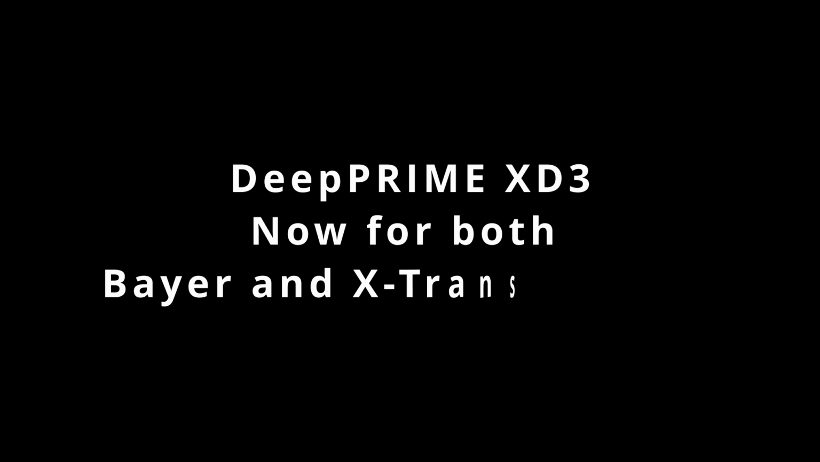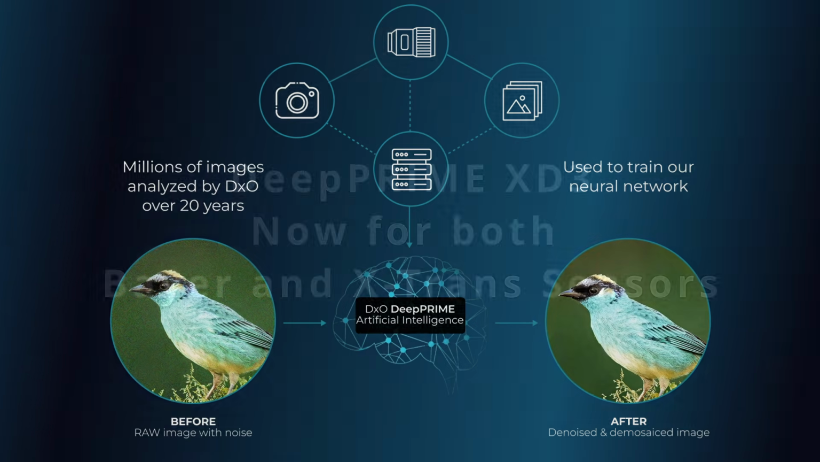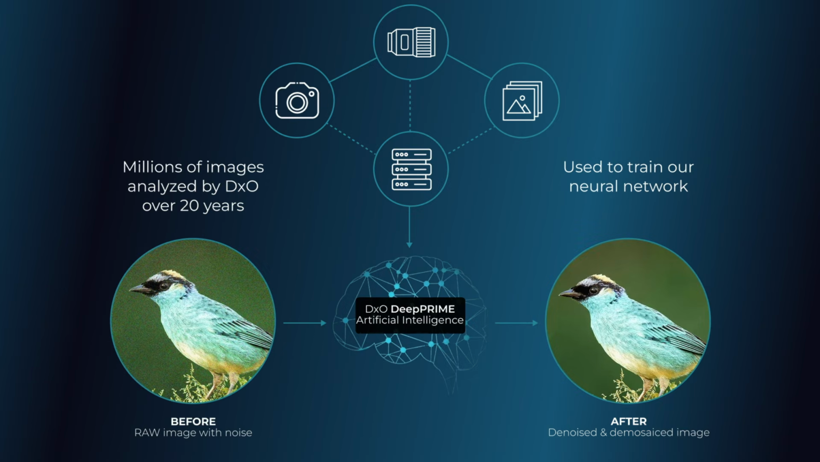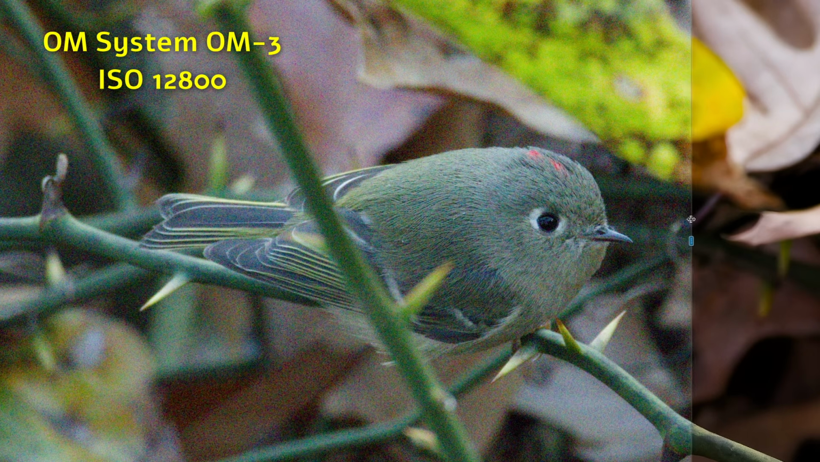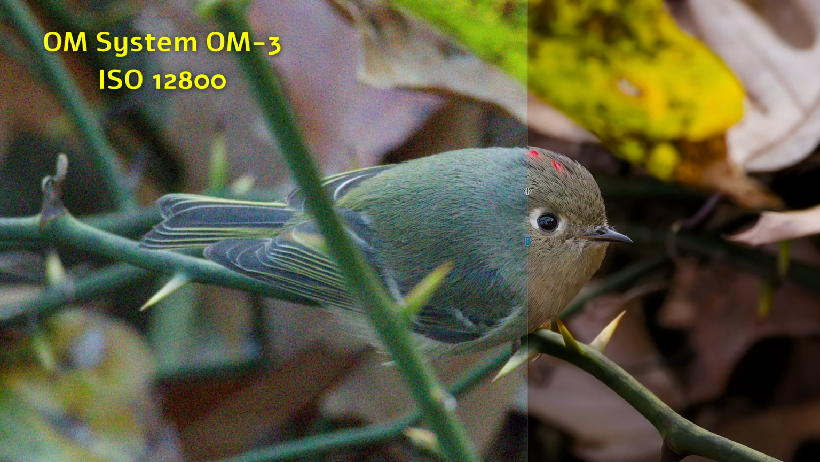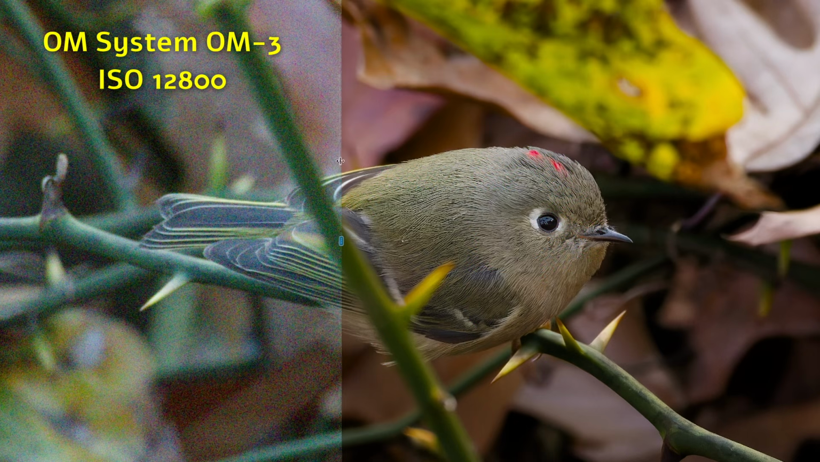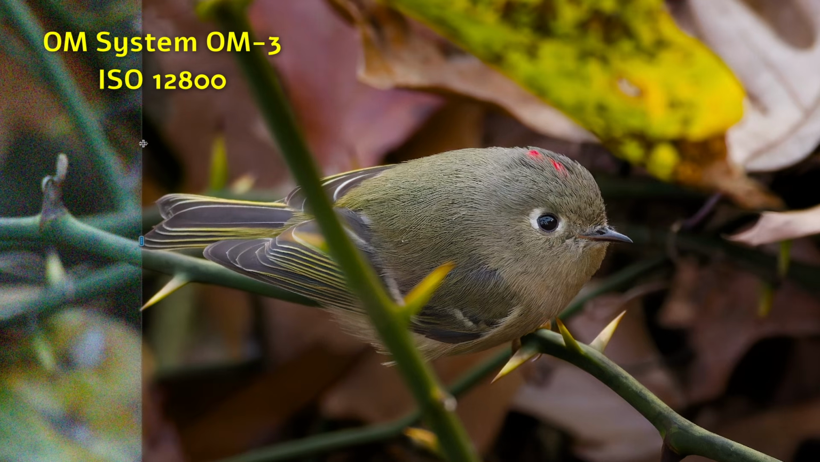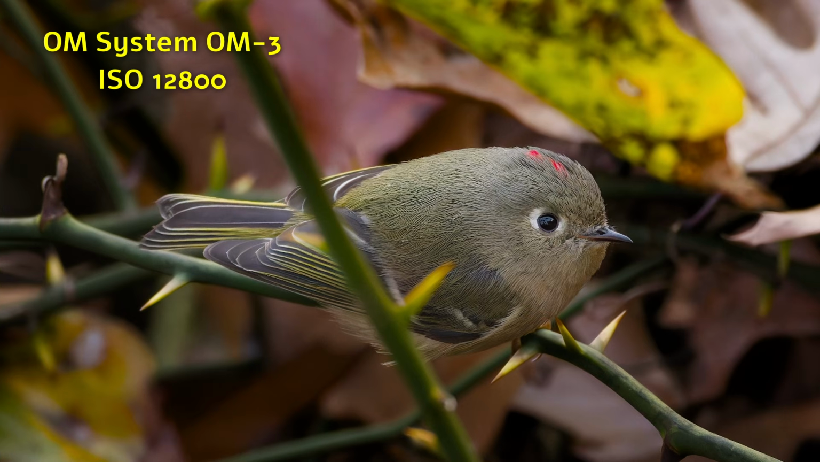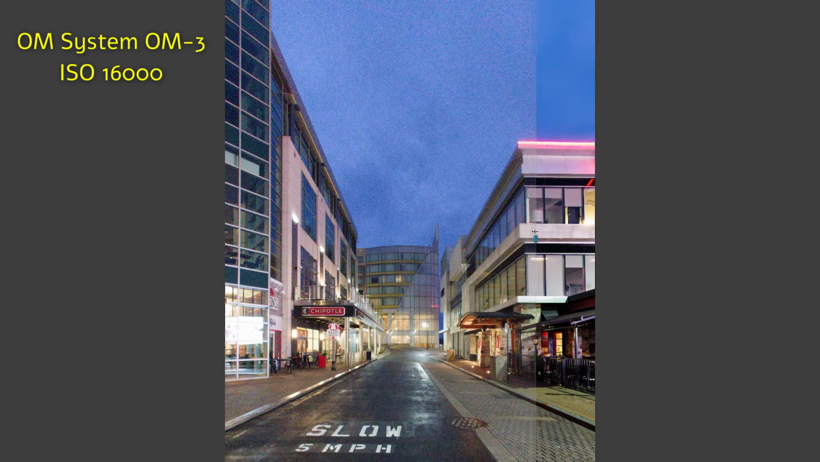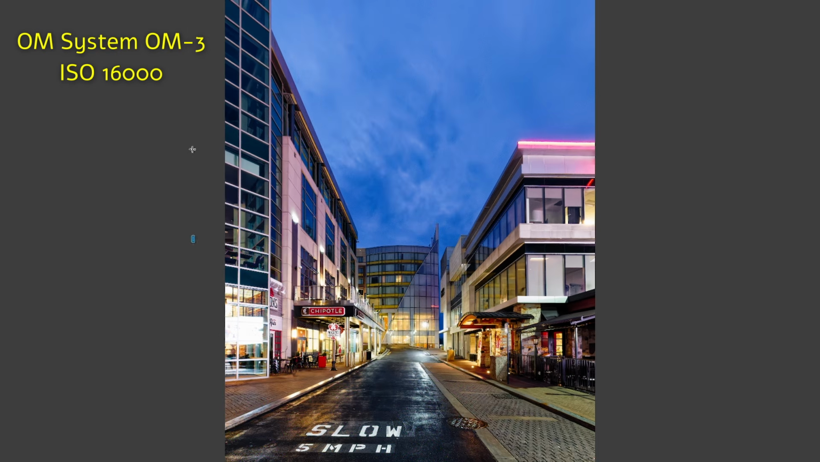So now we have DeepPRIME XD3 for both Bayer and X-Trans sensors. So that means Sony, Canon, Olympus, Fuji, just about every camera is supported now. And I pulled out some images here. Here's one at ISO 12,800. You can see how amazingly it can reduce the noise and pull out all of that detail. Also, the colors are retained very accurately and with good saturation.